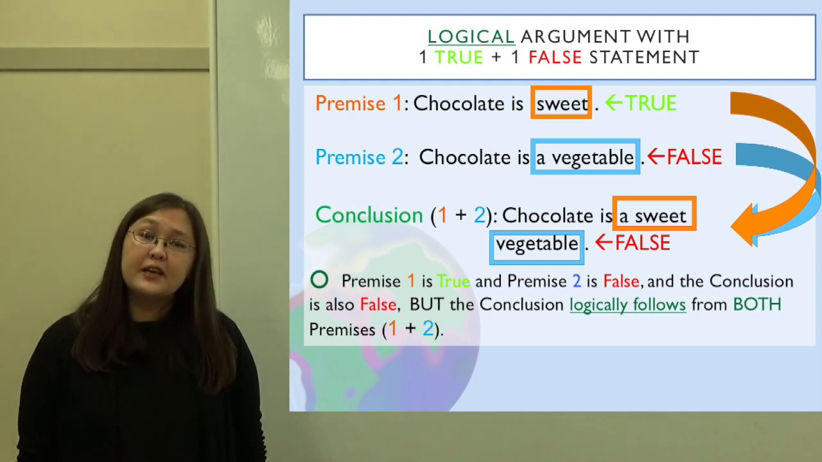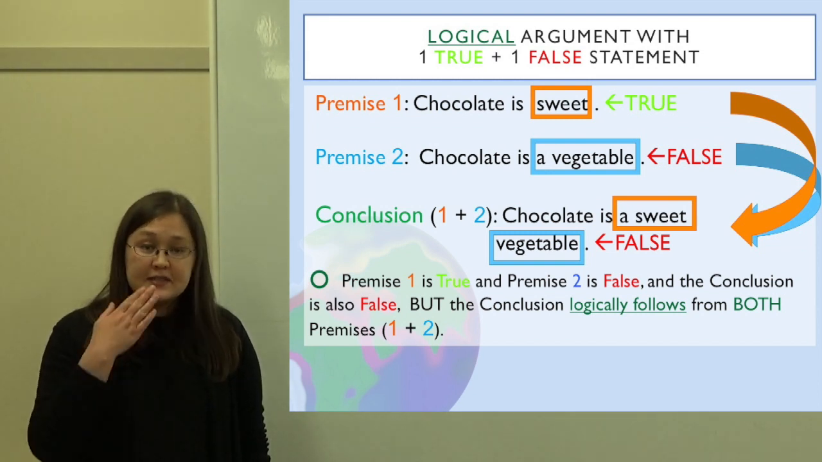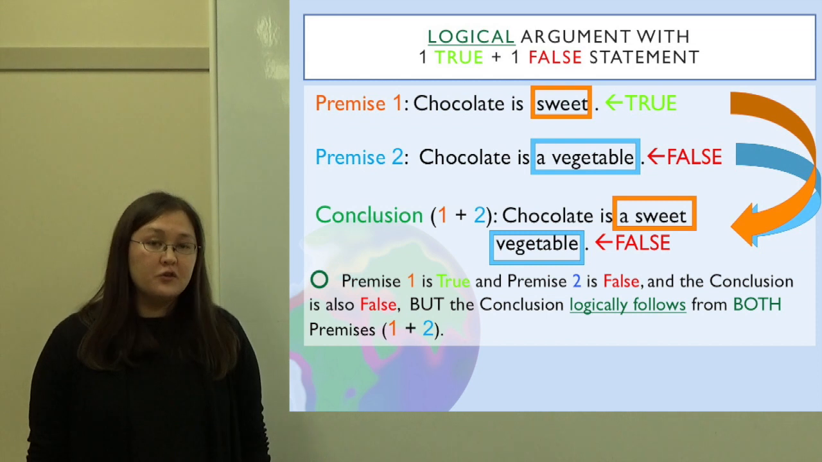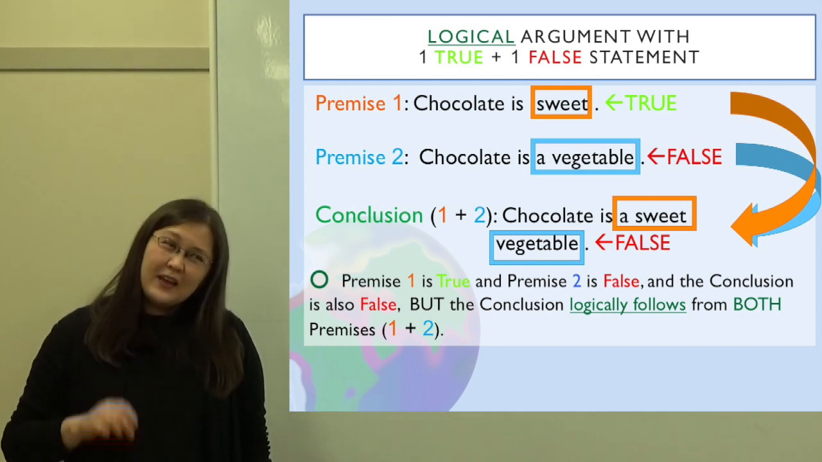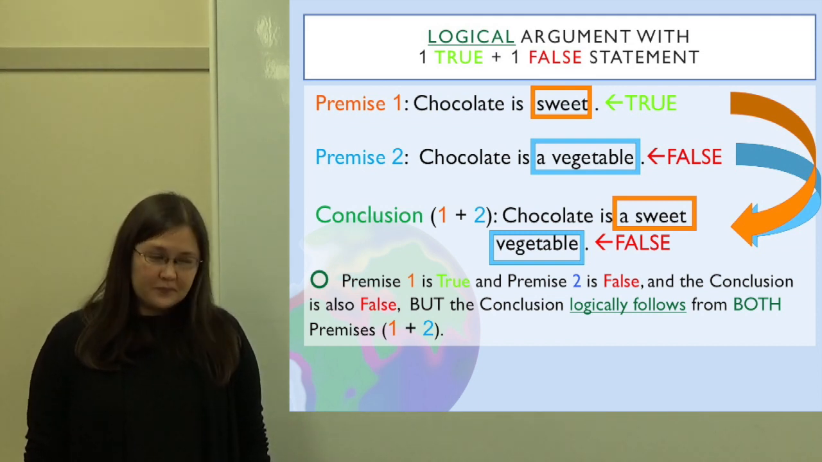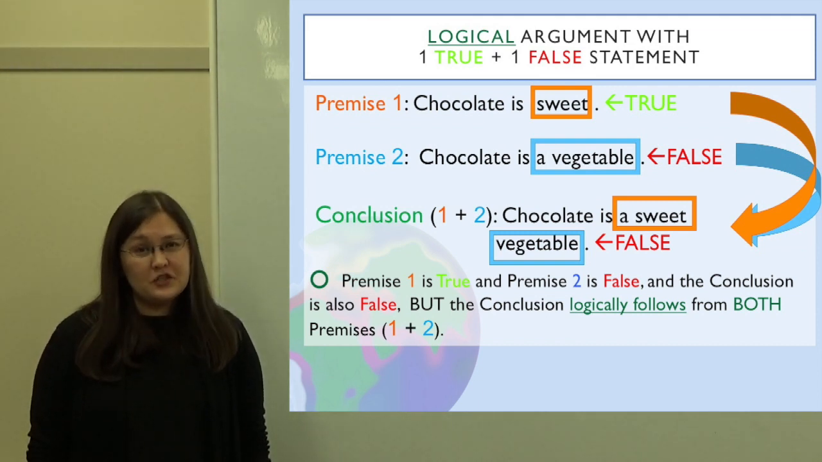Yes, in the real world we can test this. We can use our sense of taste and we can know that this is true. Premise 2. Chocolate is a vegetable. No, it's not. Everyone would agree it is not a vegetable.